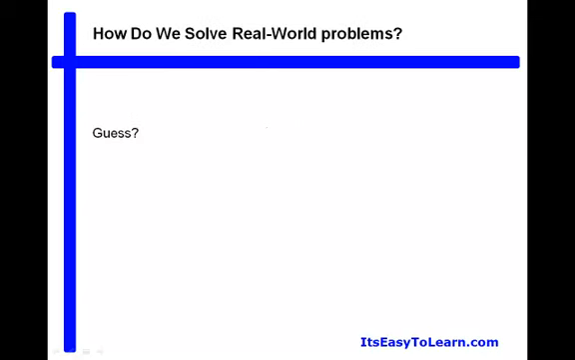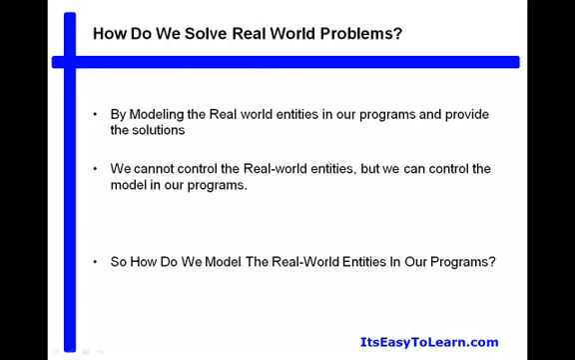So, how do we solve real world problems? Take a minute, guess. We solve real world problems by modeling the real world entities in our programs and thus providing the solutions. We cannot control real world entities, but we can control the model in our programs. So what is all this about modeling, and how do we model the real world entities in our programs?